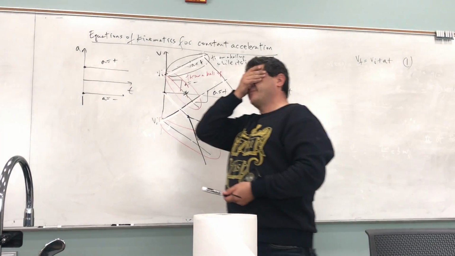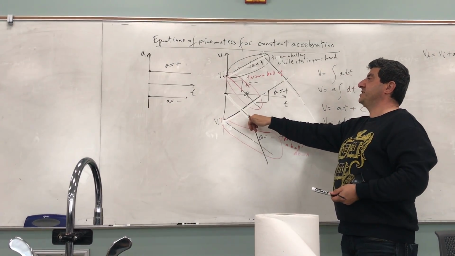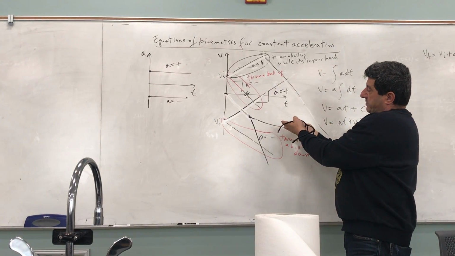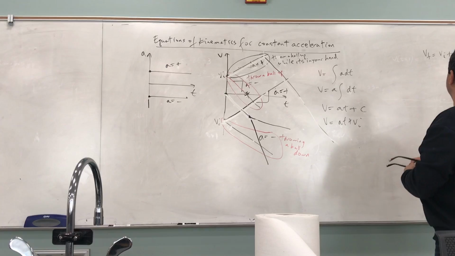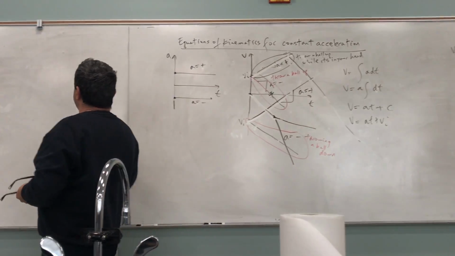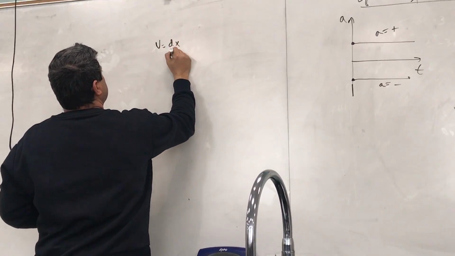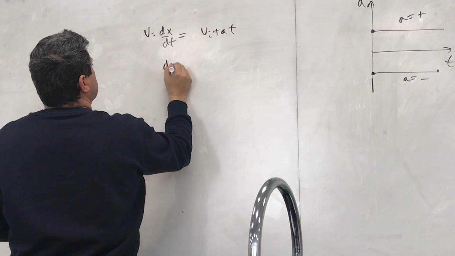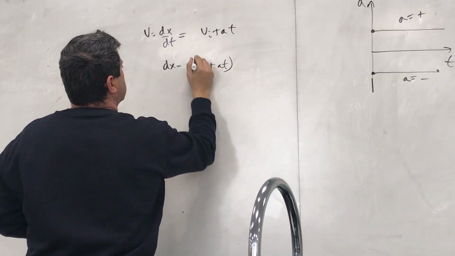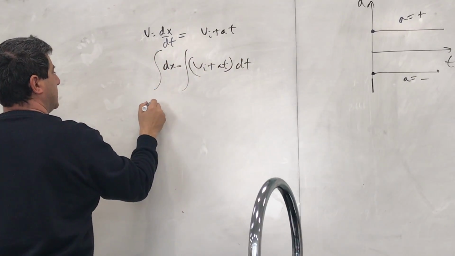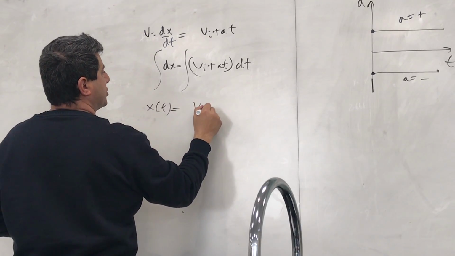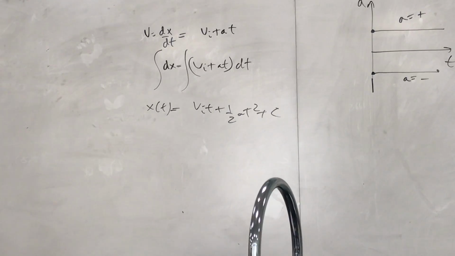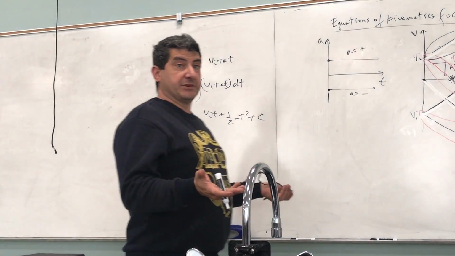That's why this chapter is important, that you also graphically can interpret graphs like this. So you can visualize, okay, what's the physics of that? What situation is that mimicking? Okay, now the integral of that: v is gonna be dx/dt, which is gonna be v initial plus at. So dx is gonna be (v initial plus at) dt. And the integral, x of t, is gonna be v initial t plus half at squared plus a constant. So this gives us the velocity as a function of time equation.